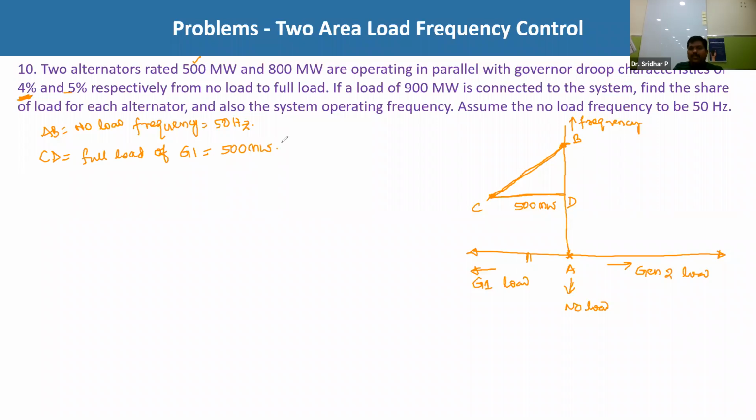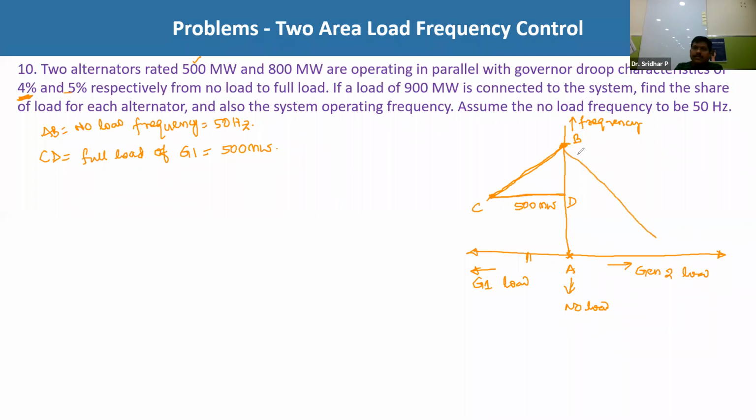Right. Now this is about the first one. Coming to the second one, the no load is the same. This is the system frequency. So from no load to full load, the full load is 800 megawatts. What about the slope? 5%. So this 5% slope may be like this.